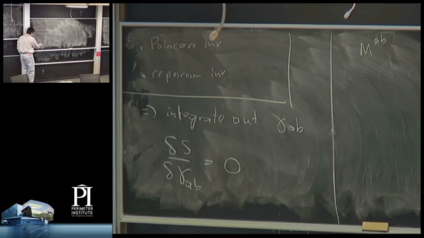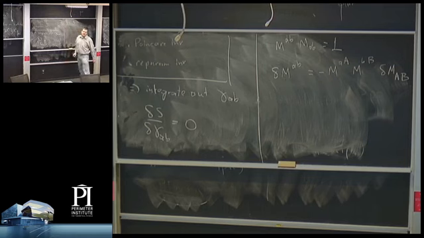So notice that what we're doing here is we vary with respect to a matrix, right? Gamma AB is a symmetric matrix. And so I'm going to remind you, I'm sure you know all that, but just in case, the variation with respect to matrices. How are we going to do that?